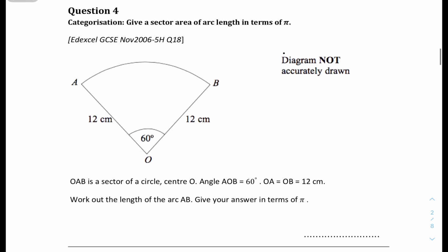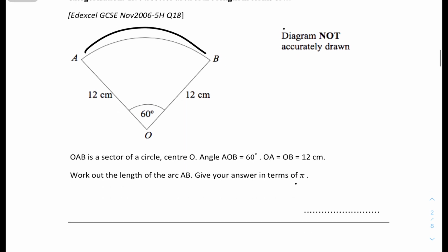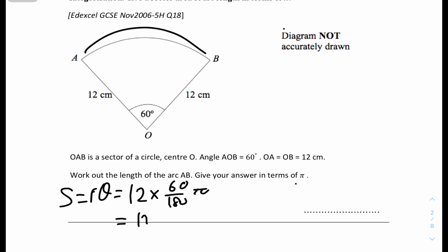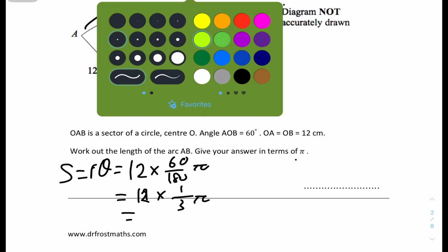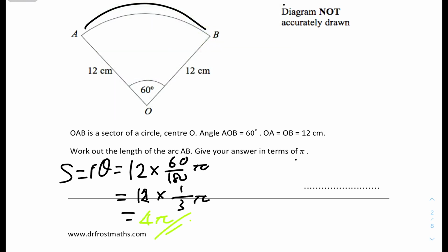Number 4, OAB is a sector of a circle, center this. Work out the length of AB, giving your answer in terms of pi. This right here. So it will be S equals r theta, r is 12, times the theta, which is 60, divided by 180 pi. So this will equal 12 times 1 over 3 pi, and 12 times 1 over 3 will be 4, therefore it will be 4 pi. And that's the answer. So the length of arc AB is 4 pi.